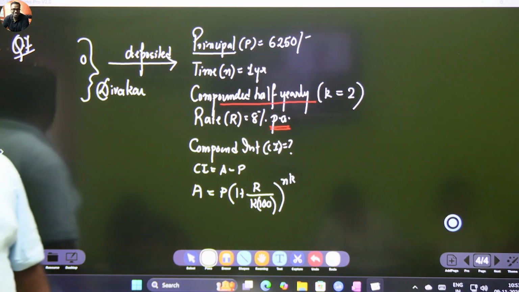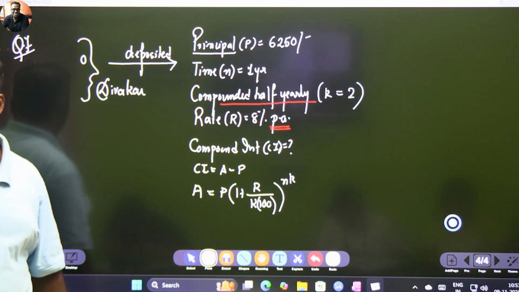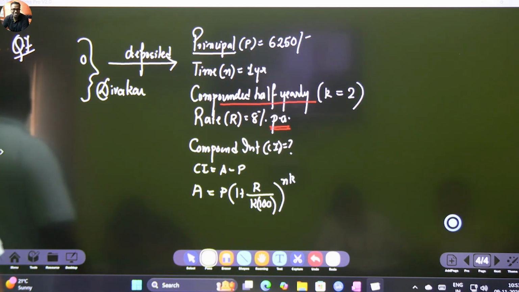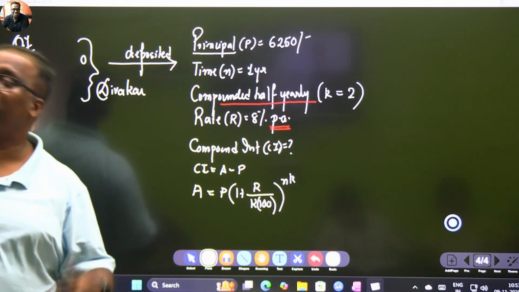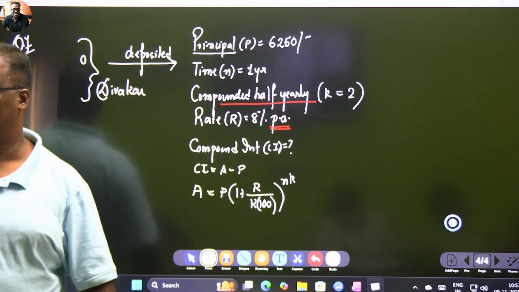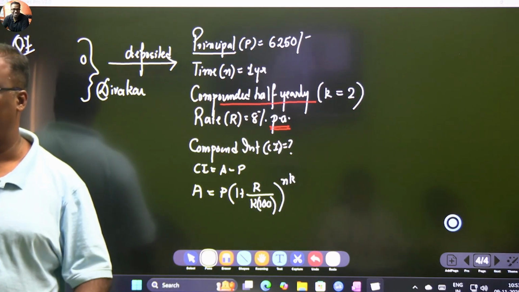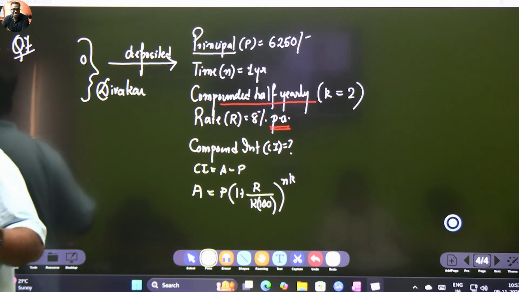Sir, if it says compound, then its K will increase. Now, compounded half yearly means what? Every half year you are charging the interest. K's value is 2. K is the compounding factor. How many times do you compound? Understand, K means compounding factor.